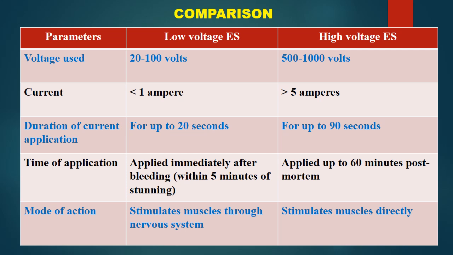The mode of action: in case of low voltage it stimulates the muscle through the nervous system. Because it is within 5 minutes, the nervous system will still be responsive, so it uses that advantage, whereas in case of high voltage it is done much later. Because of the high voltage, it directly stimulates the muscle.